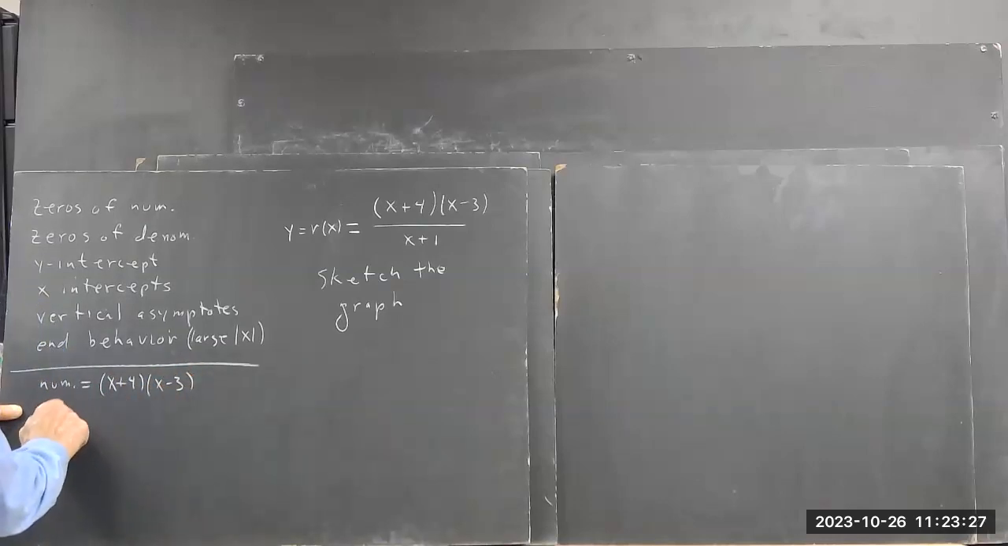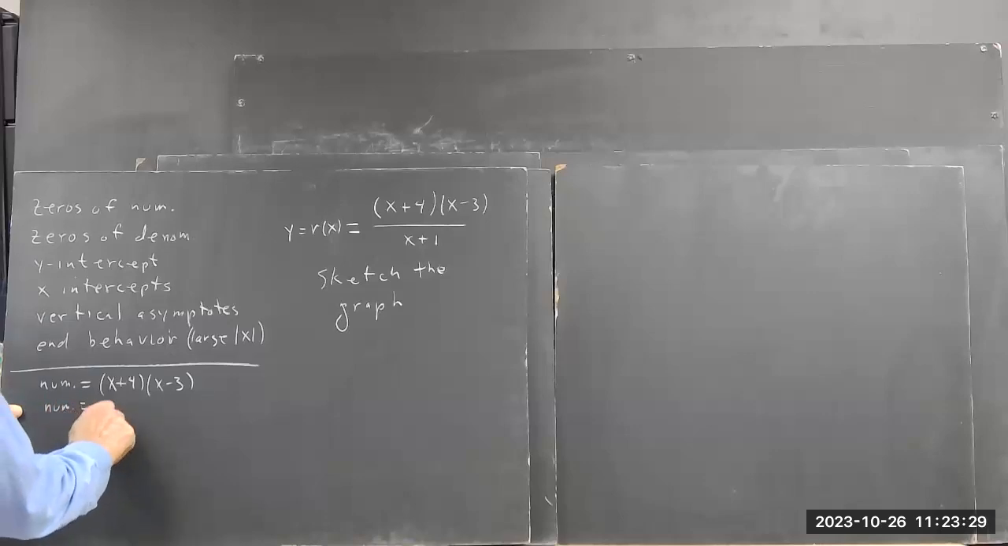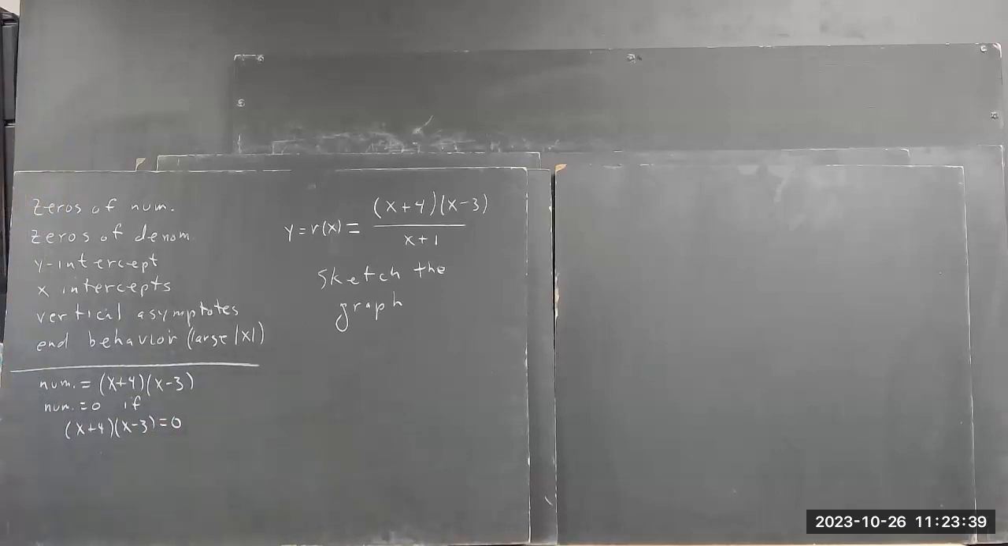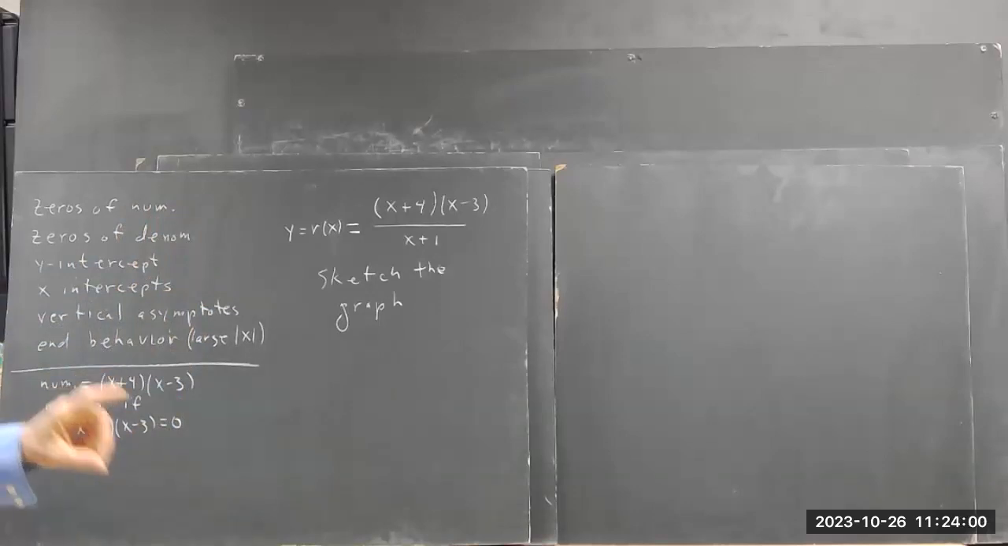So numerator equals 0 if x plus 4 times x minus 3 equals 0. If you write this logic out on every problem you do, and there aren't that many of them, you might have to write this out a dozen times. Probably take you 20 seconds each time. That's about 4 minutes of your life. It reinforces this step and says exactly what you're doing in a way that you'll remember.